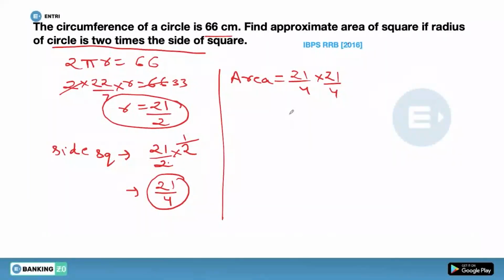So what would be the answer? I know that 21 square is what? It's 441 divided by 16. So if you divide it, you will get something approximately 28. So this means the area of the square is what? It's 28 centimeter square. Let's move on to the next question.